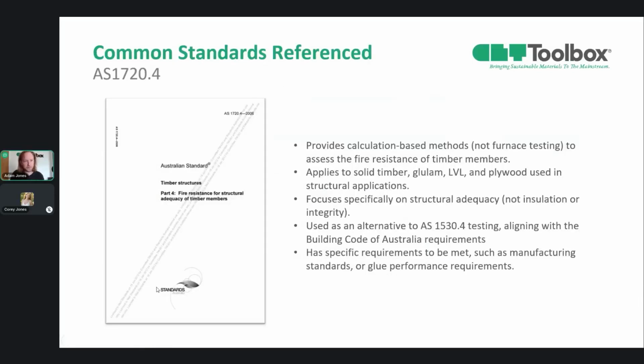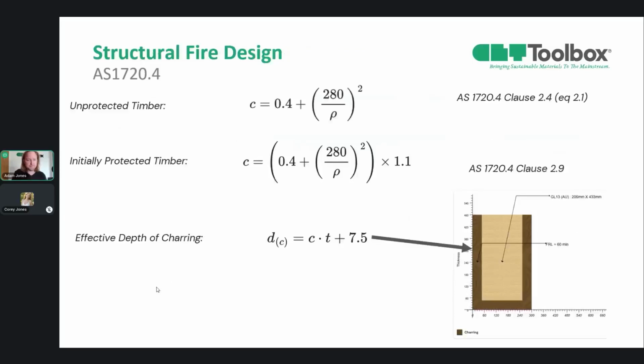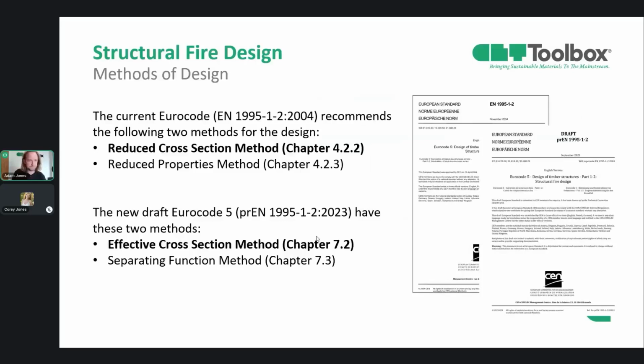So if you look closer at AS1720 Part 4 as a method, as I briefly mentioned before, this is focusing specifically on adequacy as an alternative to AS1530 Part 4 fire testing. And that's assuming that you've got a few of the requirements met. In this, it does give you an opportunity to work out a char rate based on the density, which is different for an unprotected versus initially protected timber. And then you can work out the depth of char and reduce it from the initial section to then actually perform the design.